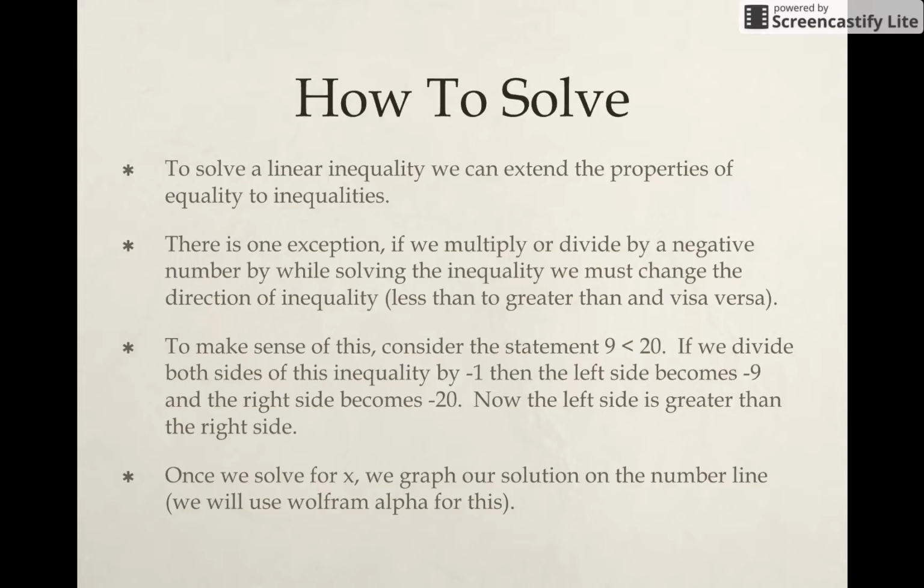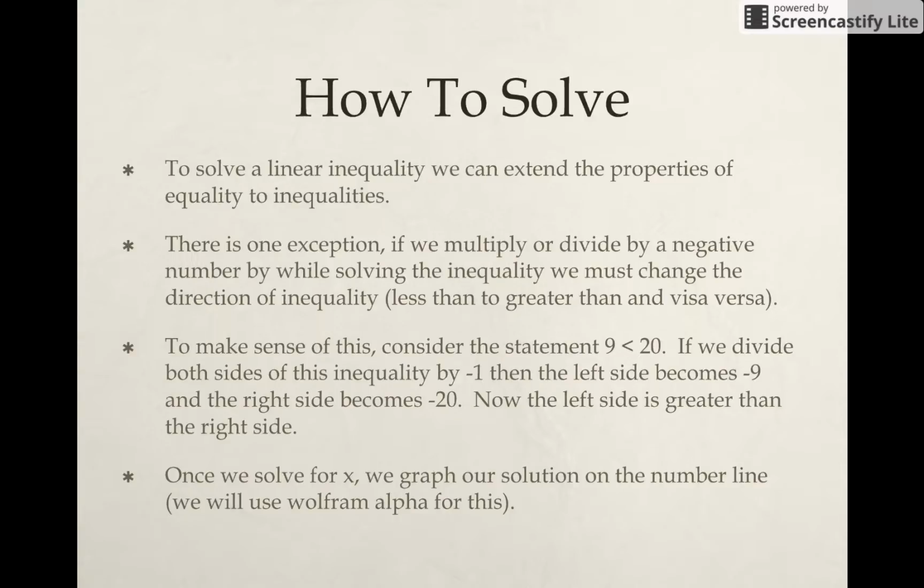To see why we do this, we might consider the statement 9 is less than 20, and consider that if we divide both sides of that inequality by -1, our left-hand side becomes -9, and our right-hand side becomes -20. If we compare those two numbers, you may think of that as owing someone $9 and owing someone $20. We would definitely rather owe someone $9 than owe someone $20. So you actually have more money, even though you still owe somebody in that scenario.